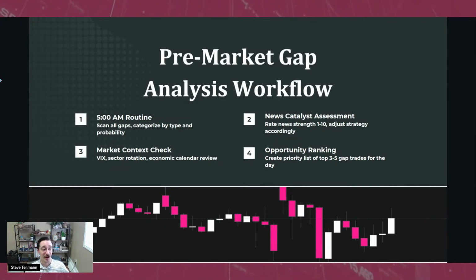So what else do we got here? Opportunity rankings. So this is just what I was talking about with rating the news. In the same way you're rating the news, you're ranking the setups that you see on any given morning.